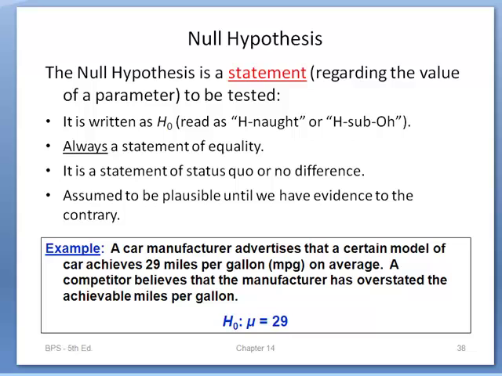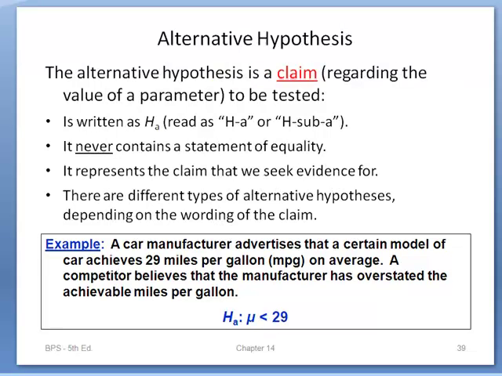So let's look at an example. That car manufacturer advertised that a certain model of the car achieves 29 miles per gallon on average. The null hypothesis there is that the mean miles per gallon of his car is 29. That would be our null hypothesis, the status quo, what is believed to be true.